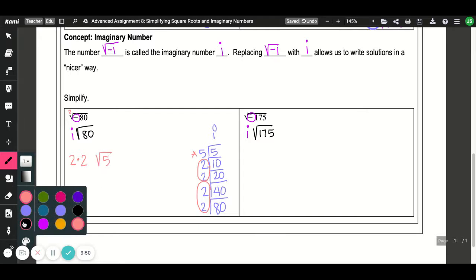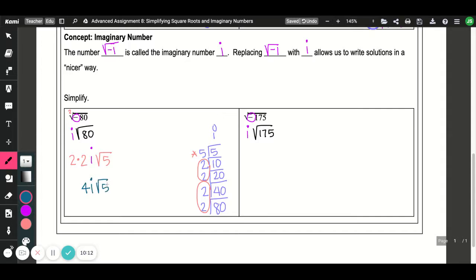And just for notation, that i always goes right in front of the radical, right here. So don't put it in front of here. Don't put it at the end. Really don't put it at the end. It always goes right in front of the radical, right there. So my last step is I'm just going to simplify this. 2 times 2 is 4. Then my i, square root 5.